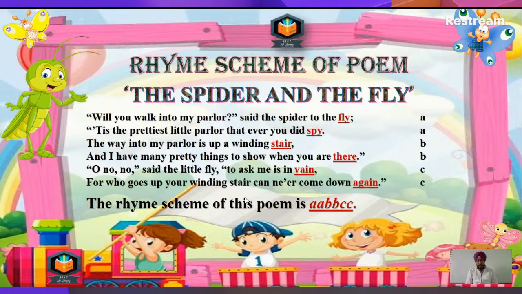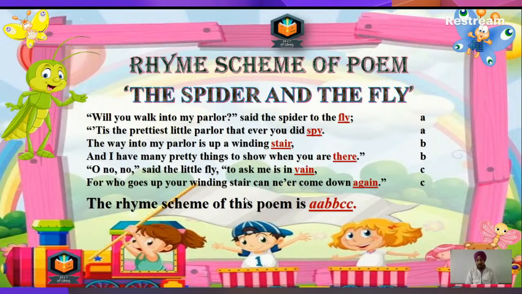Here we have six lines, a full stanza of the poem, The Spider and the Fly. The full stanza is there on your screen. See the last words, fly, spy. The first two are rhyming words. In the first two lines, at the end, we have rhyming words.